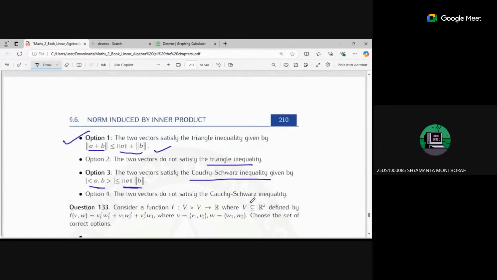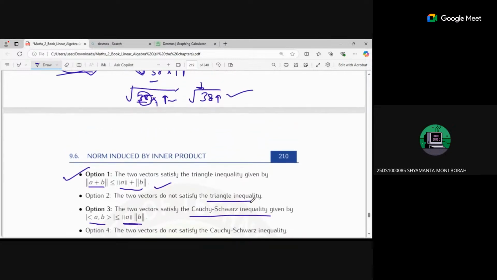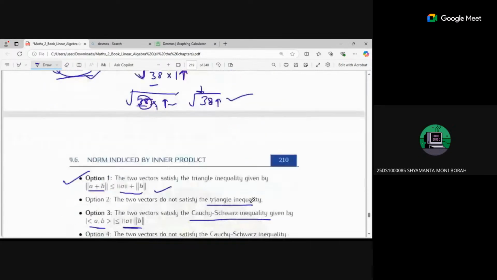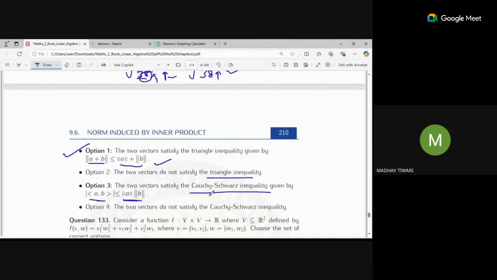Sir, which property did you use? The Cauchy squares inequality. We are checking whether it is satisfied or not. This property is called Cauchy squares inequality: if any two vectors' dot product or inner product is lesser than or equal to the product of their individual magnitudes, then we can say that it is following Cauchy squares inequality.